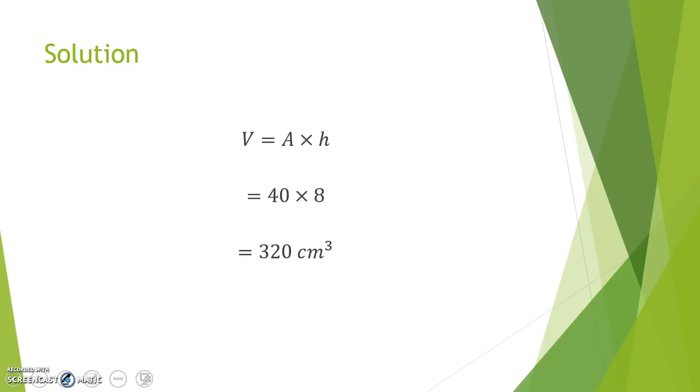So if we look at that question there, we've got our basic rule: area of the cross-section times the height. The area of the cross-section, which is shown on the base this time, is 40 square centimetres. The height is 8. So we multiply them together, we get 320 cubic centimetres. Remember, it's cubed because it's a three-dimensional object.